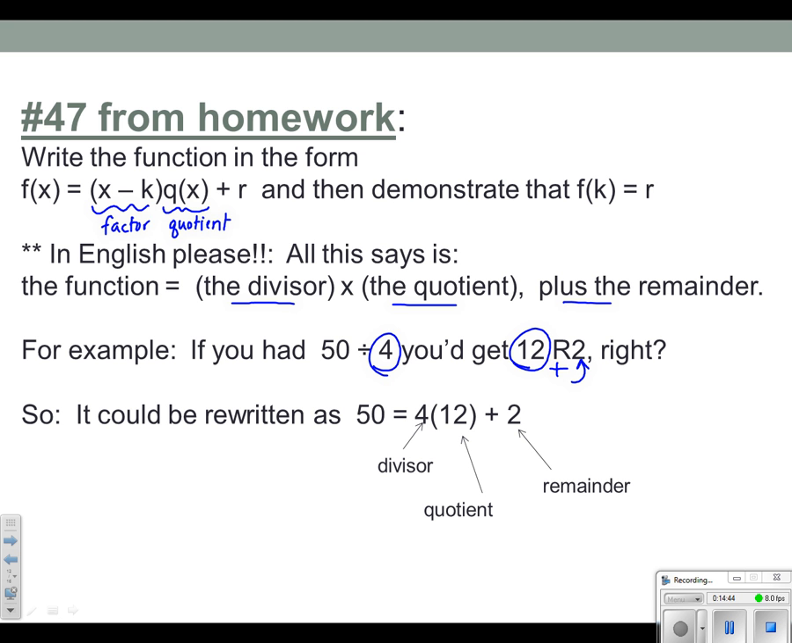So I just found it kind of clunky in that function notation, so I thought I'd try to dissect that and explain it a little better. In other words, 50 would be equal to 4 times 12 plus 2. There's the x minus k, there's the q of x, or the quotient, and here's my remainder. So maybe that clarifies that a little bit for you, I hope.